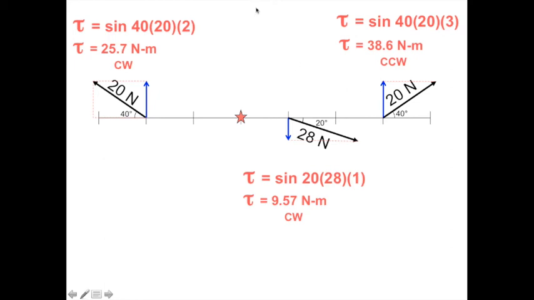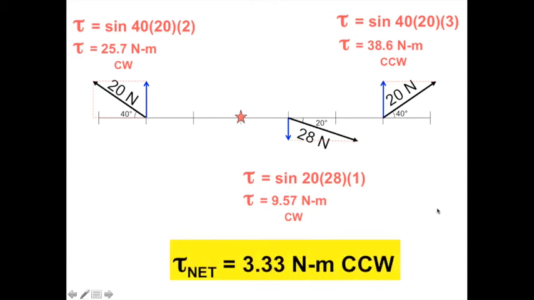I need to find my net torque. These two are working together. These two are making it rotate clockwise, so 25.7 plus 9.57. And this one's working against it, so I subtract the 38.6. So I have a net torque of 3.33 Newton meters counterclockwise.